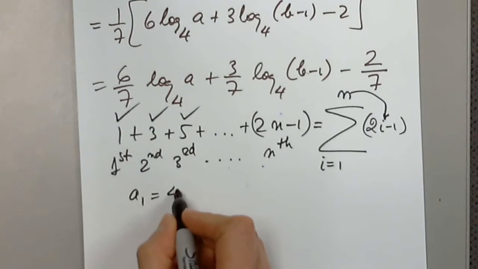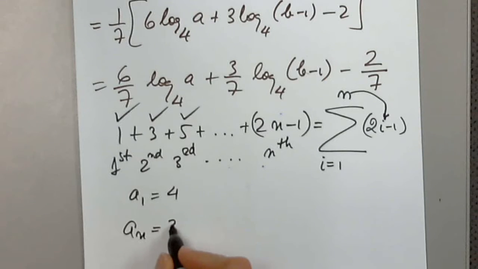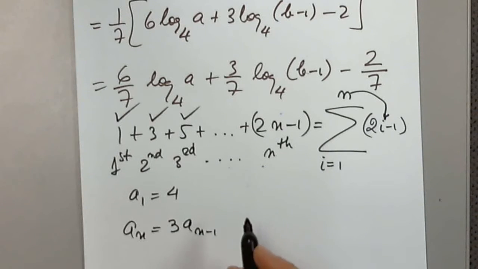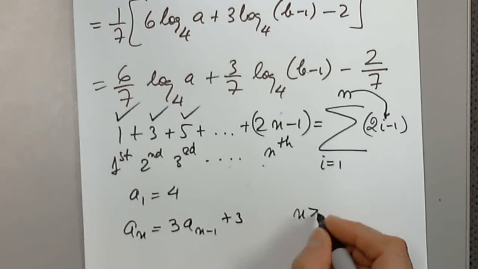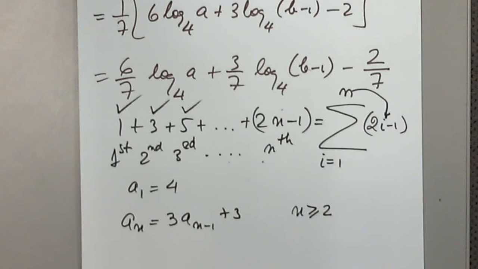So A1 is given to us. A_n is 3 times A_(n-1) plus 3, and n is greater than or equal to 2. Like before, let's try to understand what the recursive formula is saying to us. If this index is 7, how much is this index? 7. If this index is 7, how much is this one?